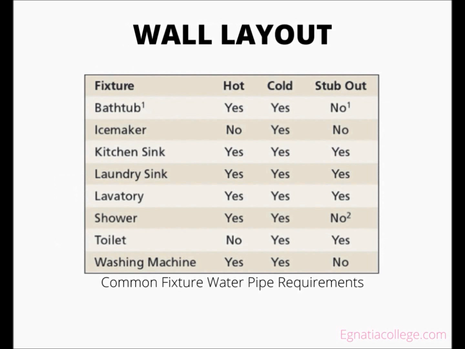Wall layout. The wall rough-in for a water distribution system is determined by the fixture type and the job site. There are standard dimensions for typical fixtures, but company preferences vary. A plumber makes sure that the piping that stubs out a wall accommodates the fixture being served.